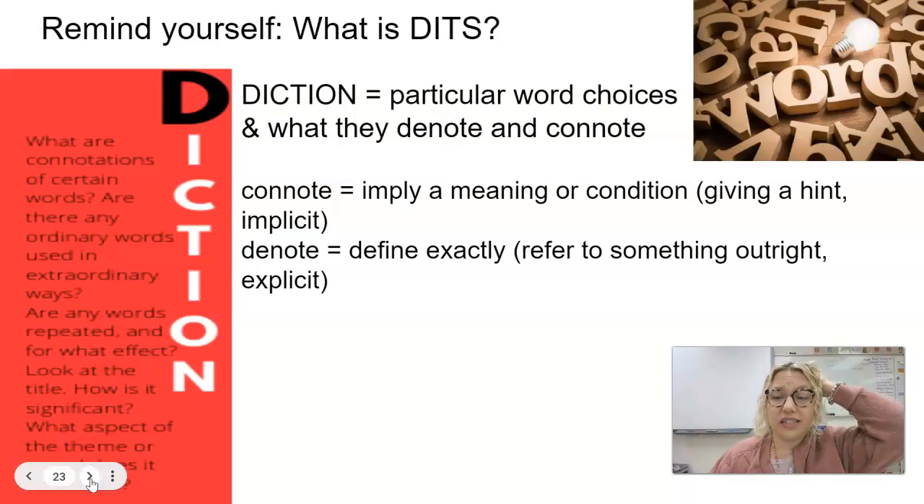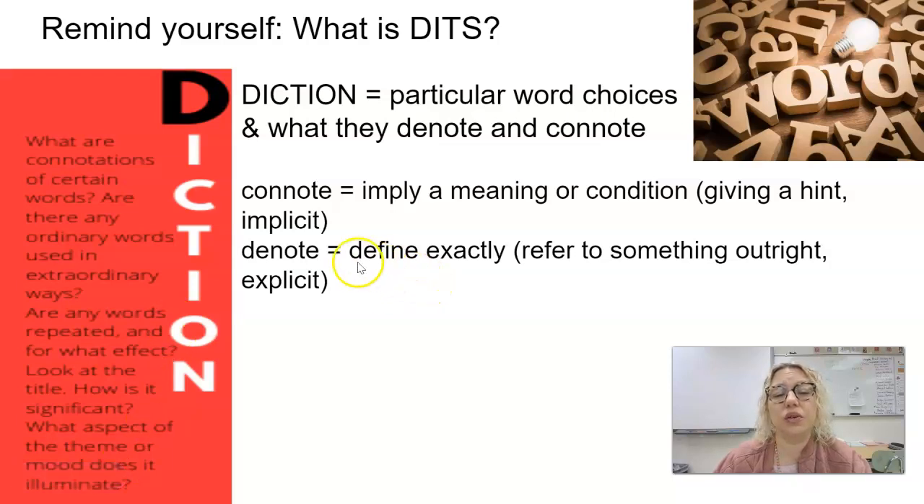All right, so let's move on to DITS. DITS is another strategy that will remind you of the different things that you should be looking for when you look at style. The D in DITS stands for diction, and this is particular word choices and what they denote and connote. So denotation, that's the meaning of the word, the literal meaning of the word. To denote is to define exactly, refer to something outright, explicit. Connote is to imply a meaning or condition, giving a hint, implicit.